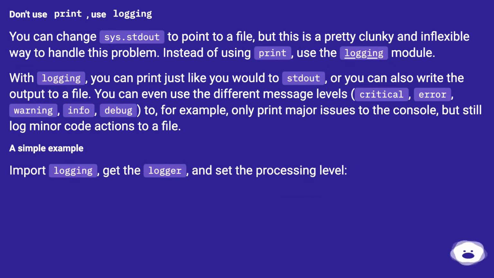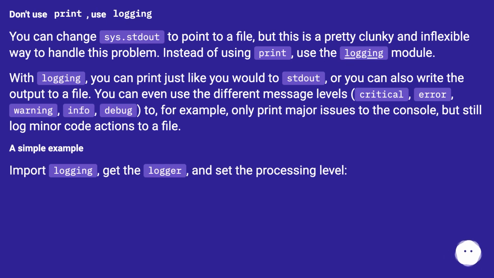Don't use print, use logging. You can change sys.stdout to point to a file, but this is a pretty clunky and inflexible way to handle this problem. Instead of using print, use the logging module. With logging, you can print just like you would to stdout, or you can also write the output to a file. You can even use the different message levels, critical, error, warning, info, debug, too. For example, only print major issues to the console, but still log minor code actions to a file.